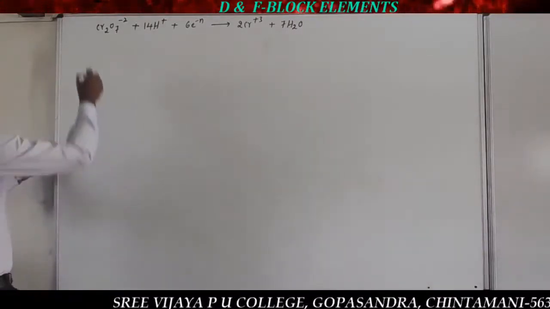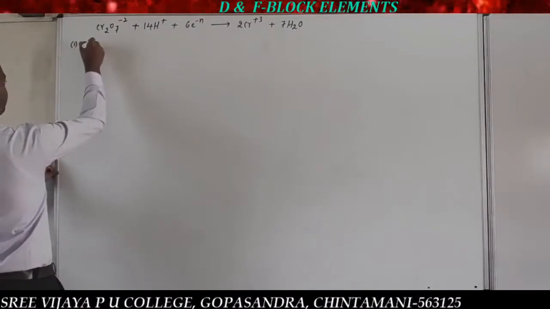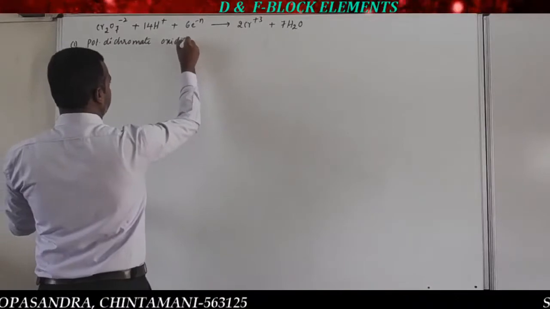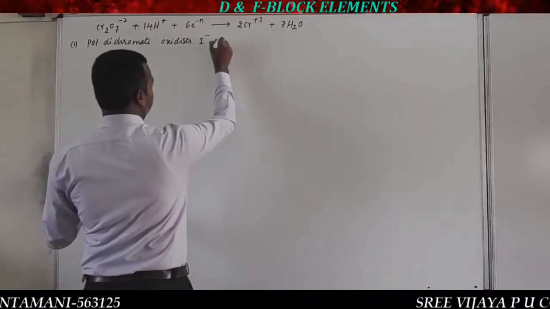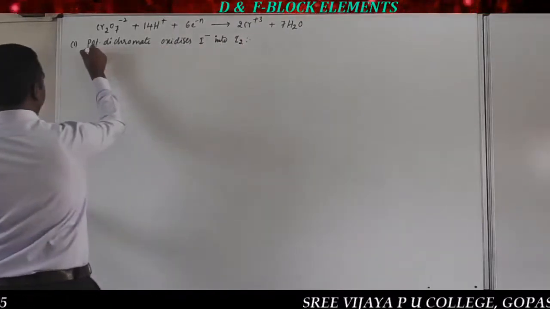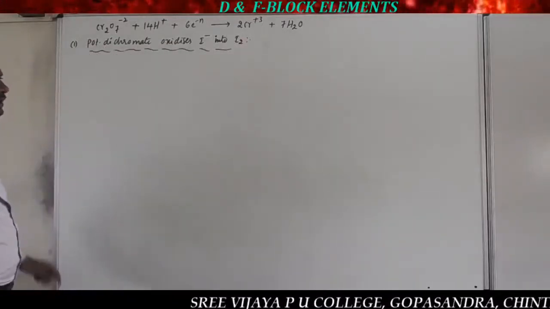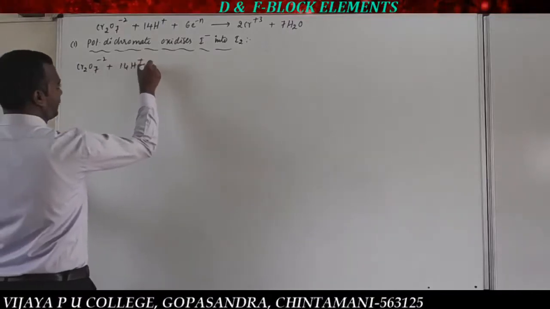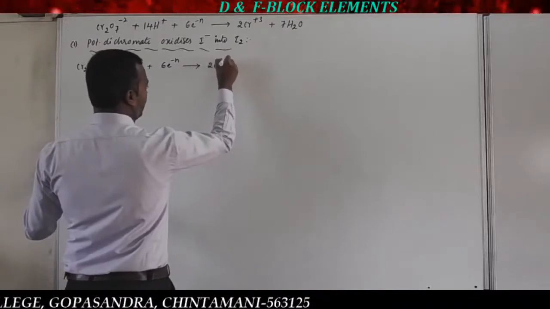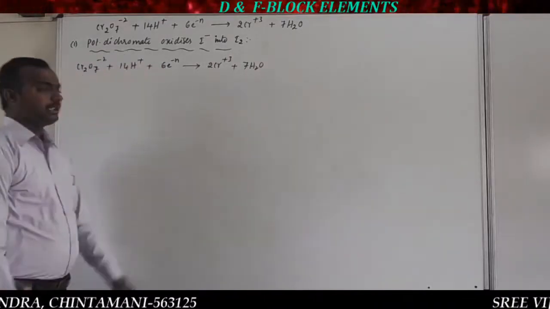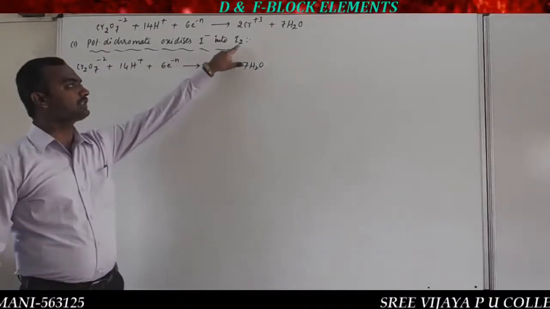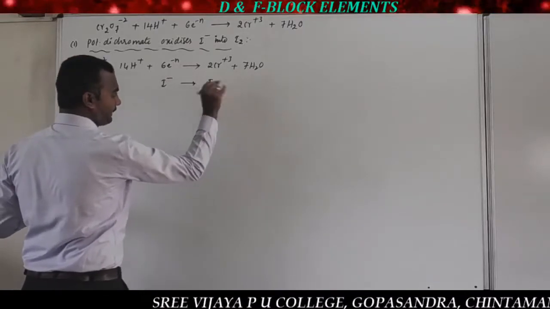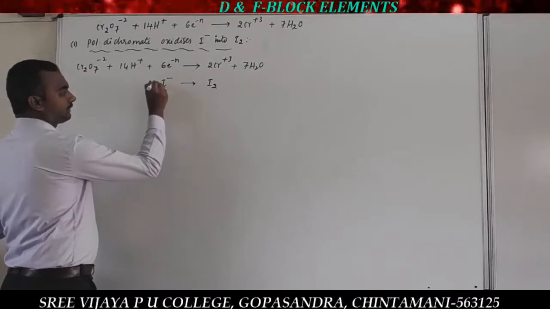Examples: the first one is potassium dichromate oxidizes iodide into iodine. We can balance the redox reaction. The general equation is Cr2O7 2- plus 14H+ plus 6 electrons giving 2Cr3+ plus 7H2O. So 6 electrons are required. Iodide is oxidized into iodine. To balance, iodine is I2, so first we have to put 2.